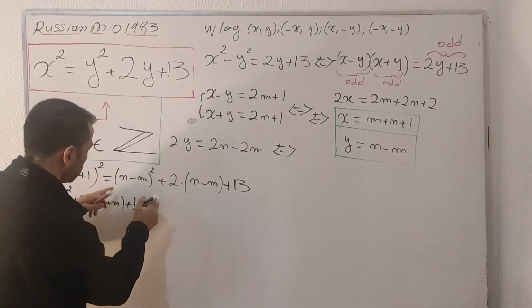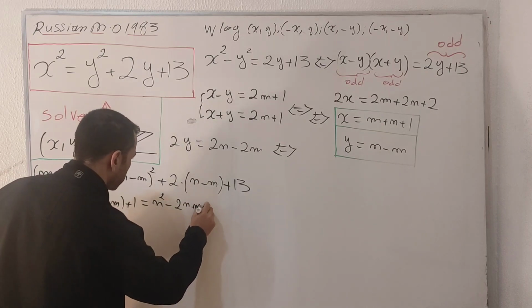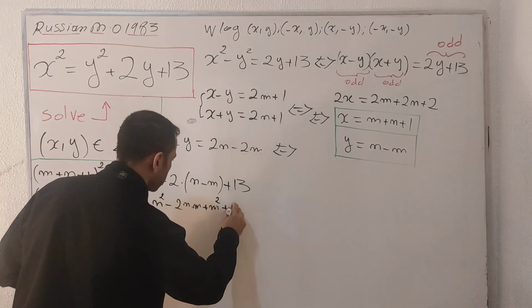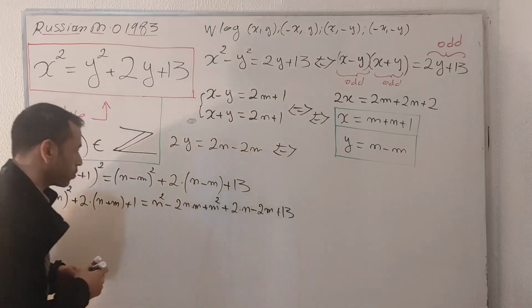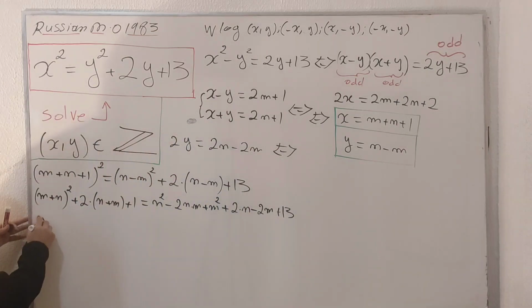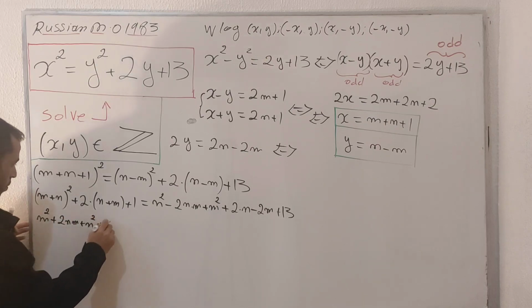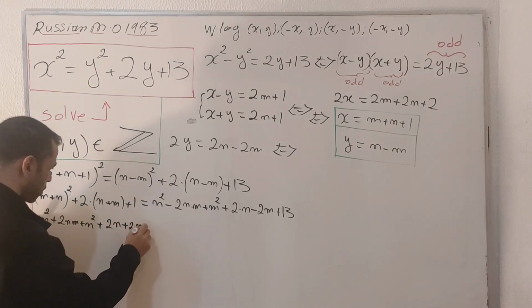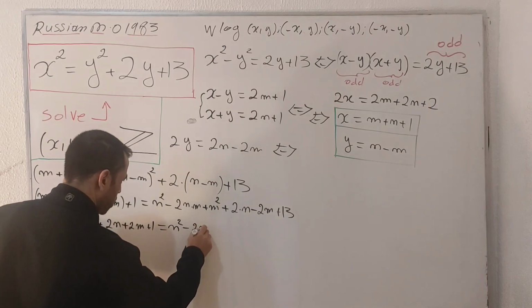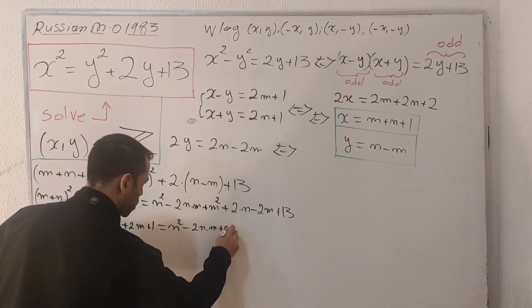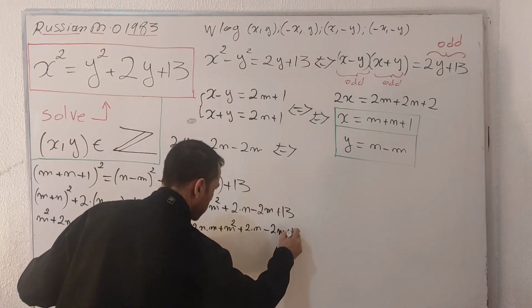So for the right hand side, I will have n squared minus 2 times n multiplied by m plus m squared plus 2 multiplied by n minus 2m plus number 13, okay? Then I'm going to distribute this one. I will have m squared plus 2 times nm plus n squared plus 2 times n plus 2 times m plus number 1. For the right hand side, I will have n squared minus 2nm plus m squared plus 2n minus 2m plus number 13.